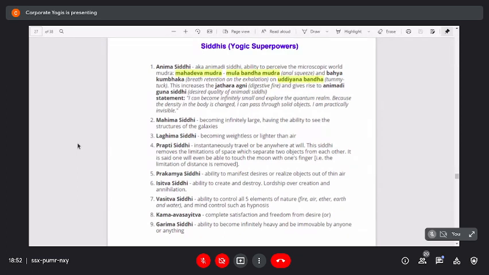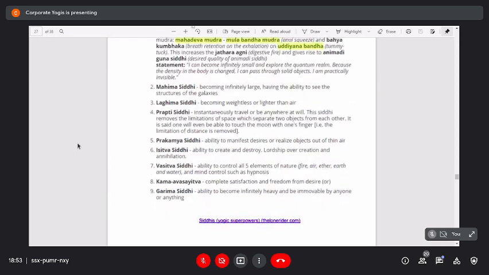Prakamya Siddhi means manifesting desires or realizing objects. Ishitva Siddhi means the ability to create or destroy. You remember that a lot of curses were given by yogis. Those curses were coming from these Siddhis. There are a few more Siddhis, and 9 Siddhis are explained here.